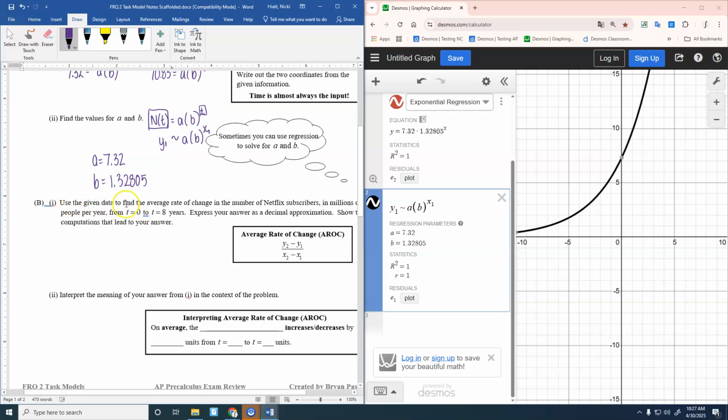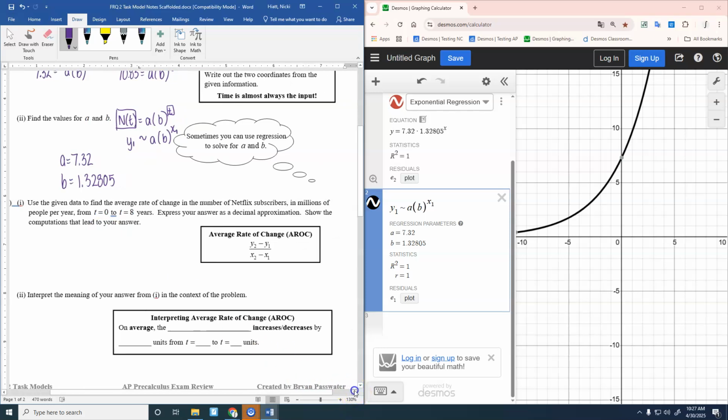Use the given data to find average rate of change in the number of Netflix subscribers in millions of people per year from t equals 0 to t equals 8. Express your answer as a decimal approximation. Show the computations that lead to your answers. This is slope between the endpoints. So those 2 points that you wrote down for the beginning, that's what you're doing. Make sure you know it's changing y over changing x. Every time when I grade these, somebody had that flipped, so make sure you know that.